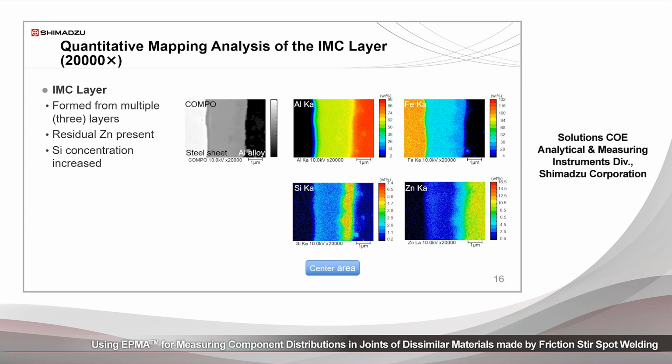There is residual zinc present even at the center of the weld. Note also that the silicon concentration is increased in the IMC layer relative to the aluminum and the galvanized steel alloy.